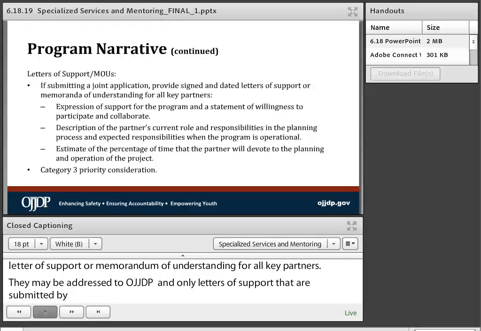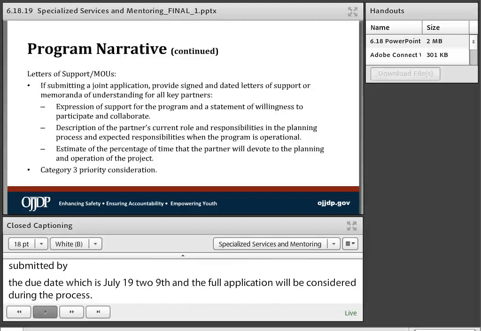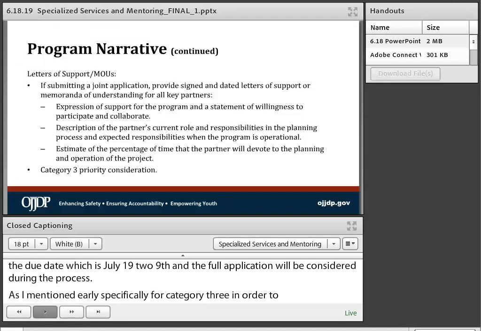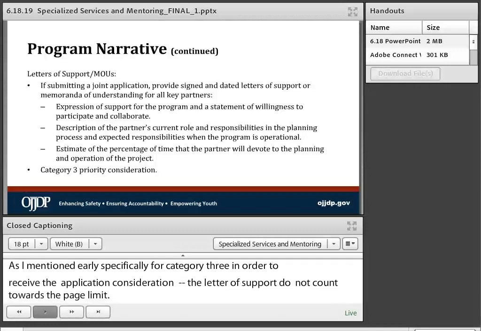And as I mentioned earlier, specifically for Category 3 applicants, in order to receive that extra priority consideration, the applicant should include a copy of the fully executed Memorandum of Understanding between the Juvenile Justice Agency and the applicant as indicated in the solicitation. The letters of support do not count towards the page limit. This is an attachment, so it will not take away from that 30-page limit count.